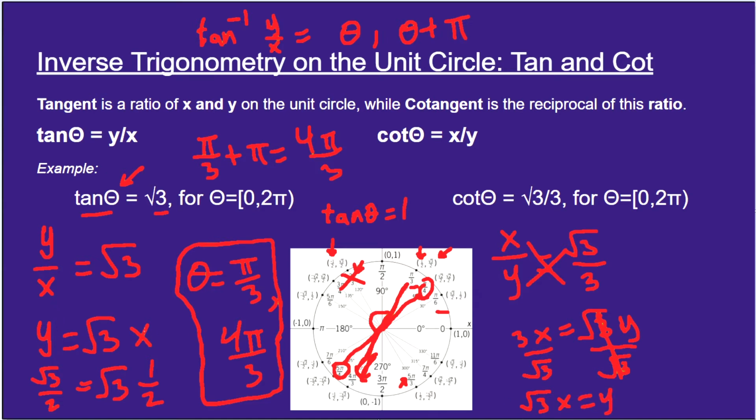And look, it's the same as we saw with our tangent, right? So I just need to find the y value, which has square root of 3 times the x value. And that happens at pi over 3 and 4 pi over 3.